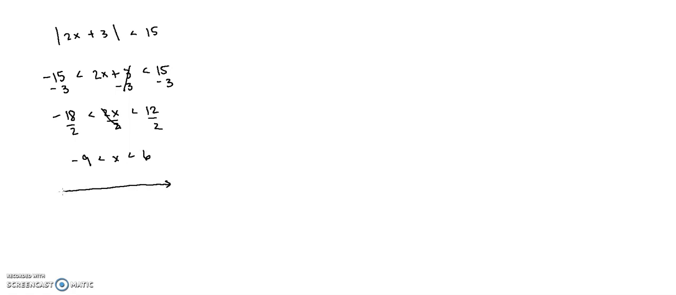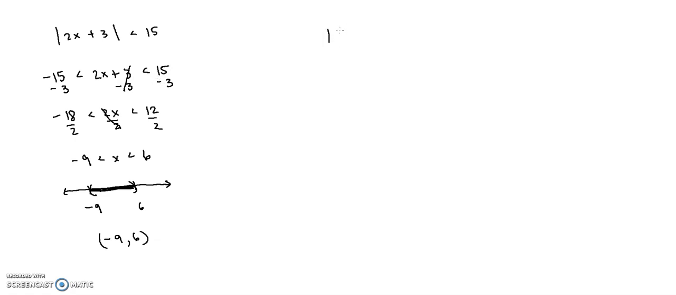Okay, so we have all the numbers from negative 9 to positive 6, not included. So our number line is going to look like that. And our interval is going to go from negative 9 to positive 6, not included. Okay, so that one's a less than. Less than is between the two values. All right, let's try one more.